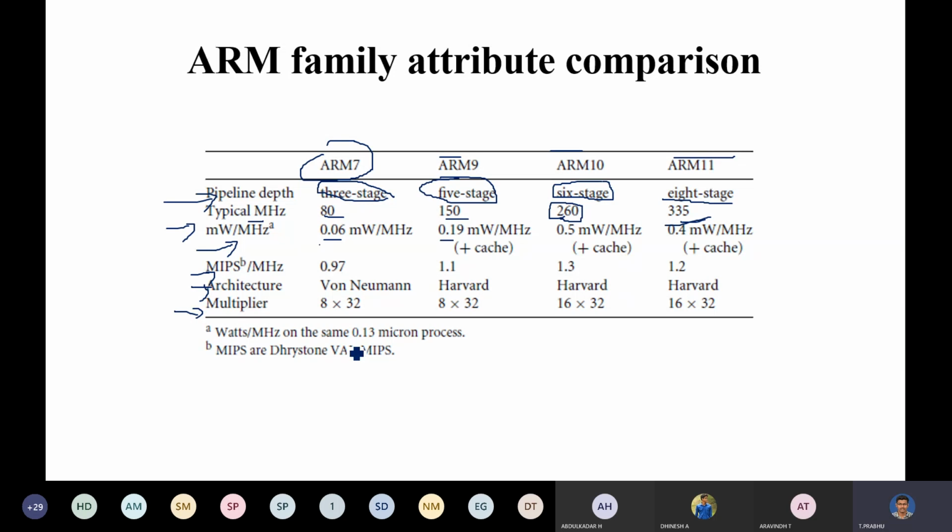Here is the number of instructions processed per cycle, and here it is 1.1. It is a little bit low compared to ARM 10, at 1.2.